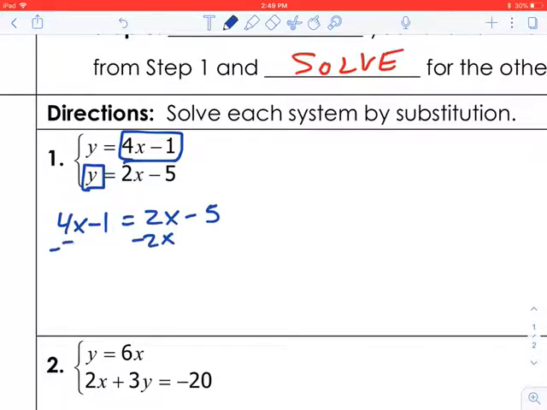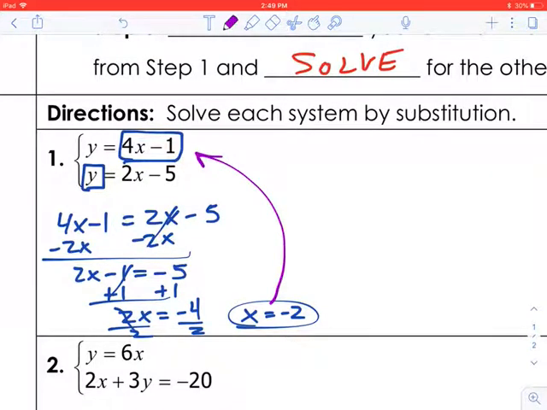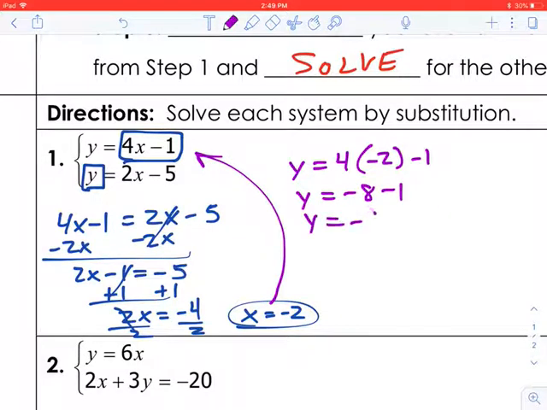So get x on one side, and I get 2x minus 1 equals negative 5. And now I just solve for x. So add 1, get 2x equals negative 4, divide by 2, and I get x equals negative 2. Now, just like elimination, once I have that, I'm going to plug it back into one of the originals. I'm going to plug it into the top one. y equals 4 times negative 2 minus 1. So that's negative 8 minus 1, which is negative 9. So negative 2, negative 9.